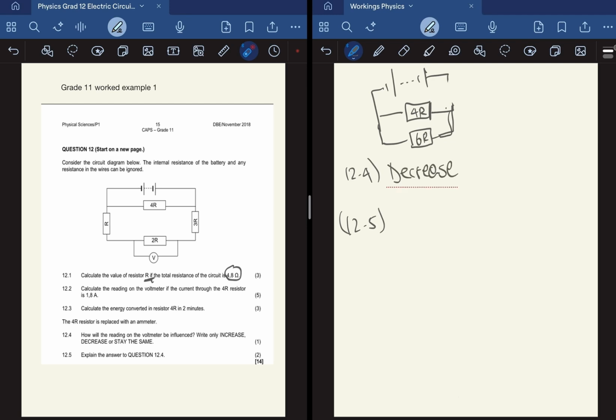In 12.5, they're asking you to explain your answer. This is where you tell us about the low resistance of your ammeter. And then you also tell us that because of the low resistance, a lot of current will pass through there, and therefore low current on the voltmeter, consequently low voltage. That's how we answer our first question.